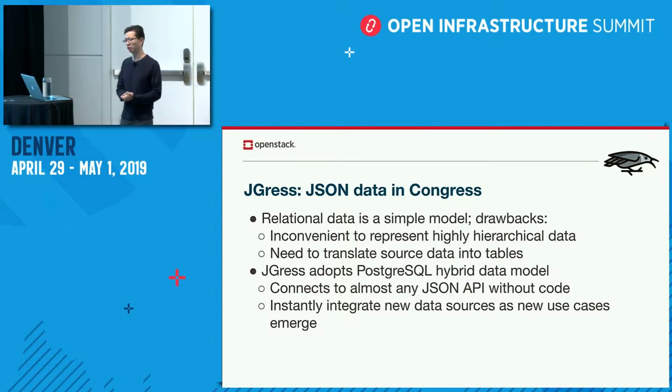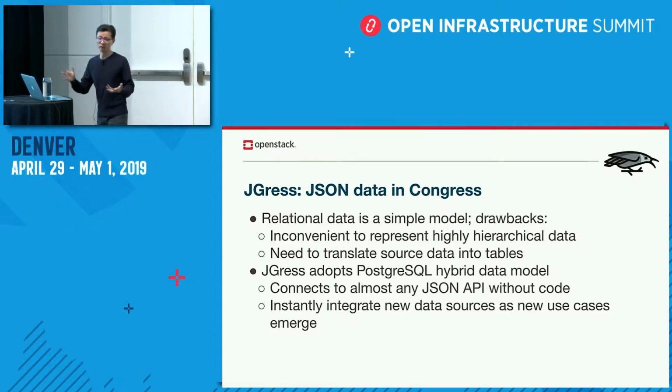So in the Stein cycle, we introduced JGRES, which is JSON data in Congress. So we adopted the hybrid data model of Postgres. So now, Congress can connect to almost any JSON API without any translation code. So what this means is quite powerful. This means an operator can just instantly integrate new data sources as use cases emerge without having to have a driver for it and so on, or translation layer.